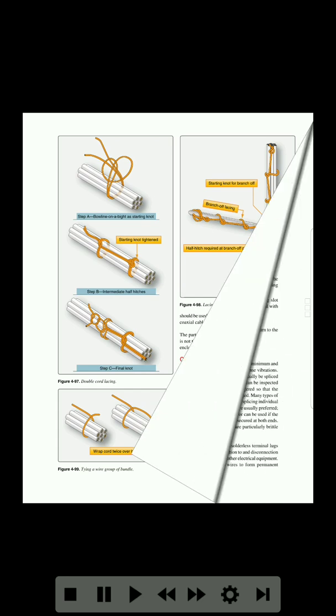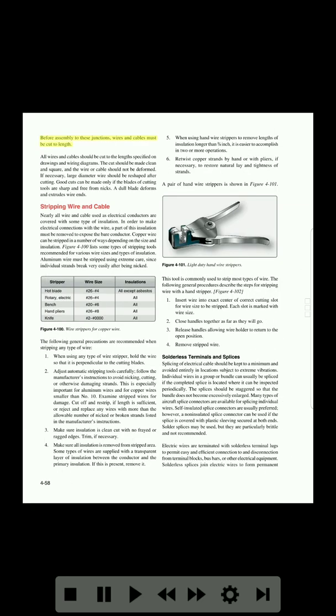4-57. Before assembly to these junctions, wires and cables must be cut to length. All wires and cables should be cut to the length specified on drawings and wiring diagrams. The cut should be made clean and square, and the wire or cable should not be deformed. If necessary, large diameter wire should be reshaped after cutting. Good cuts can be made only if the blades of cutting tools are sharp and free from nicks. A dull blade deforms and extrudes wire ends.